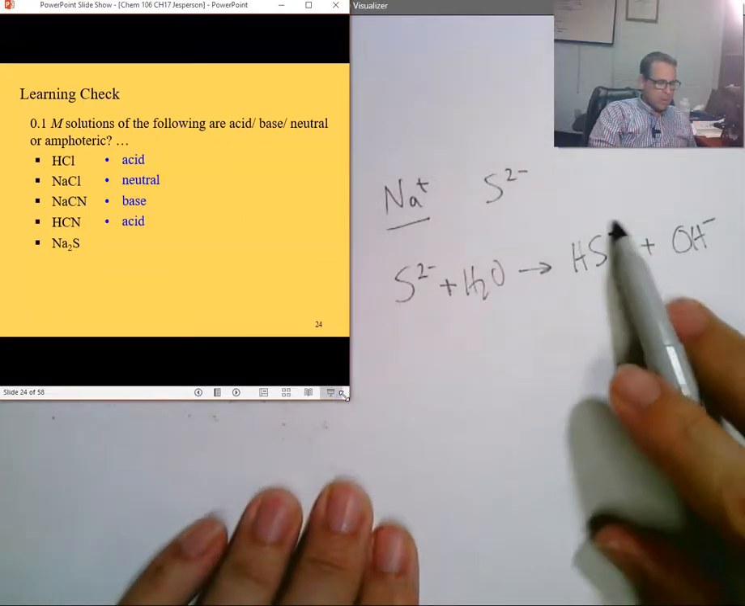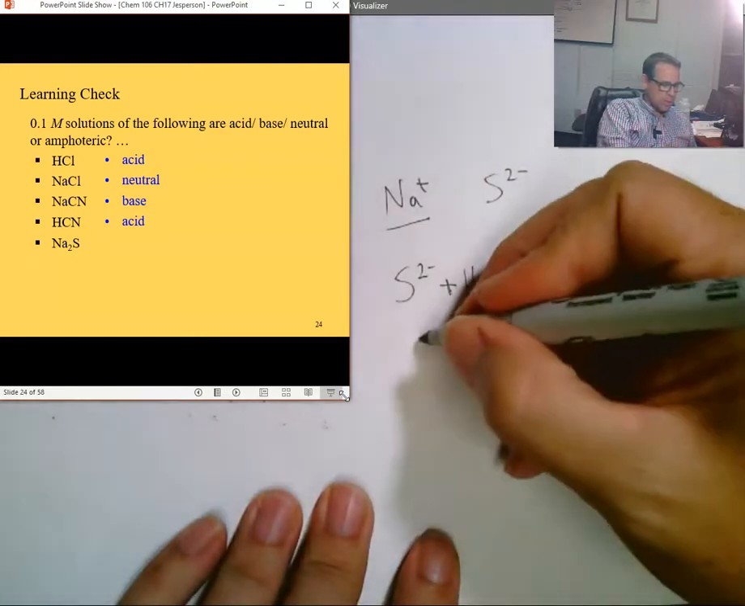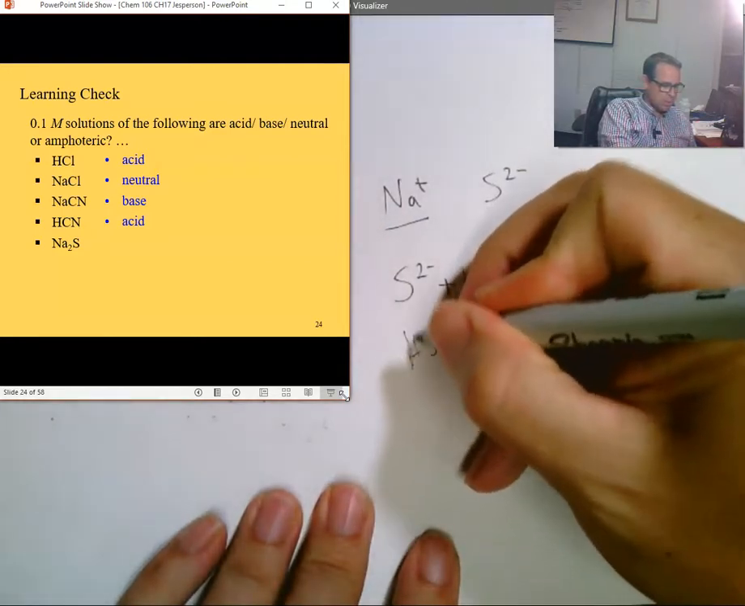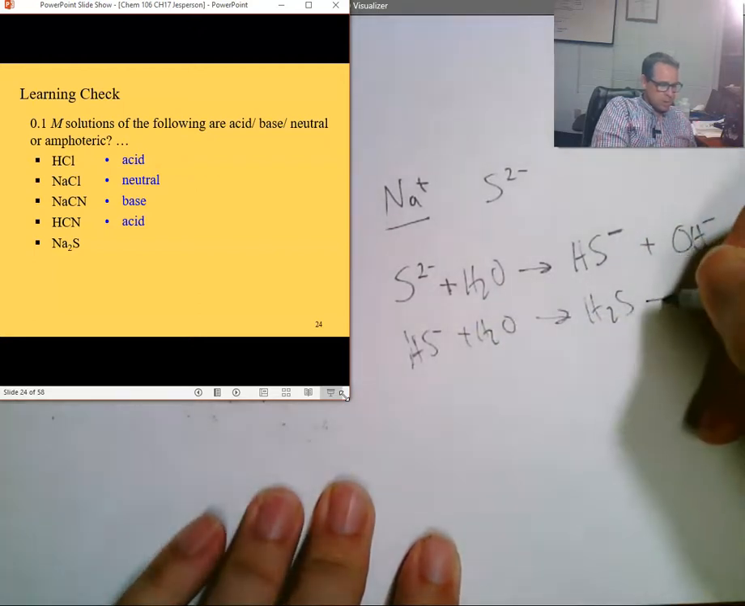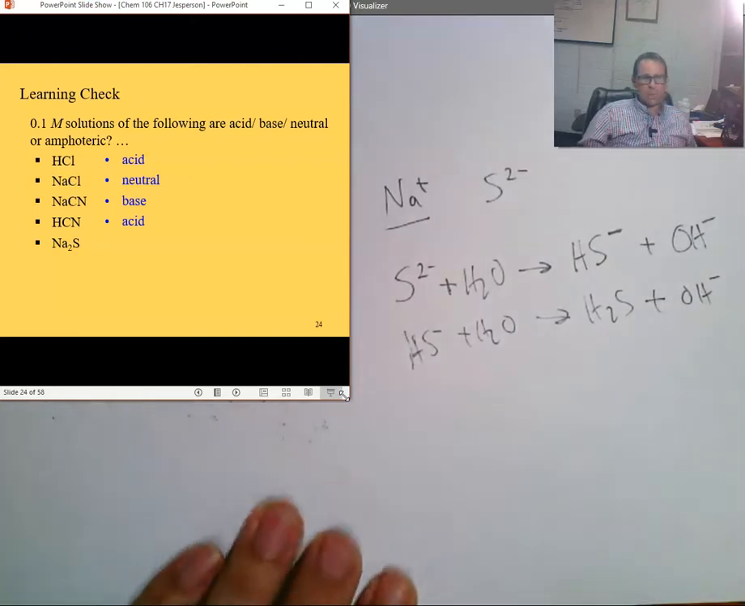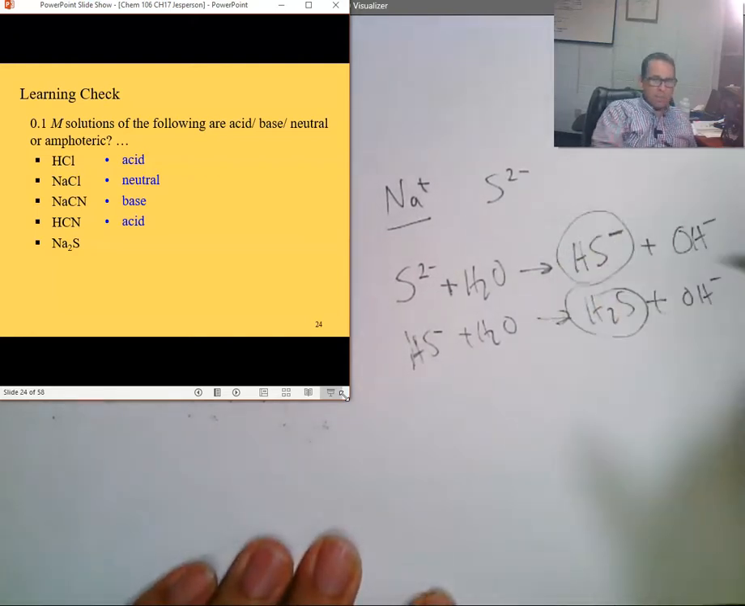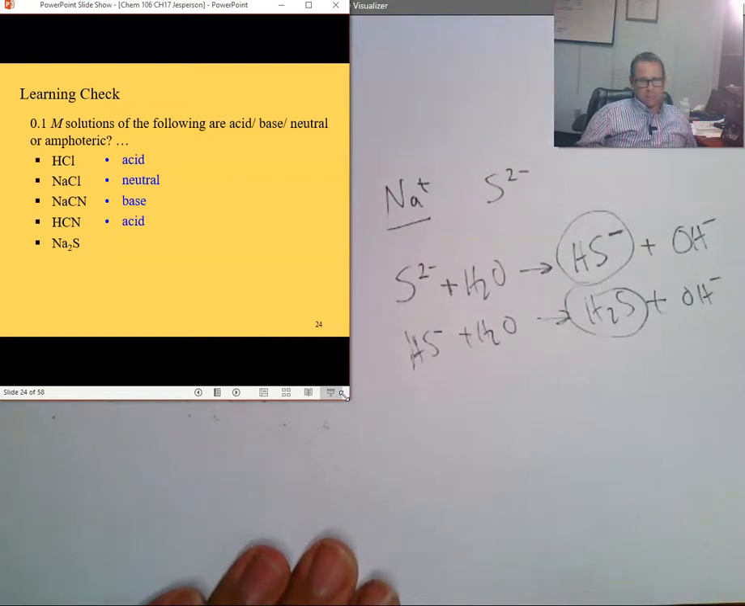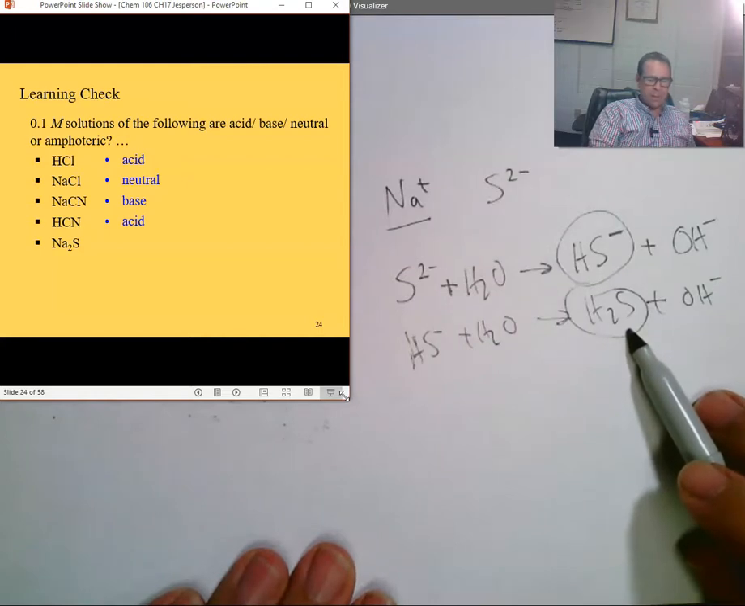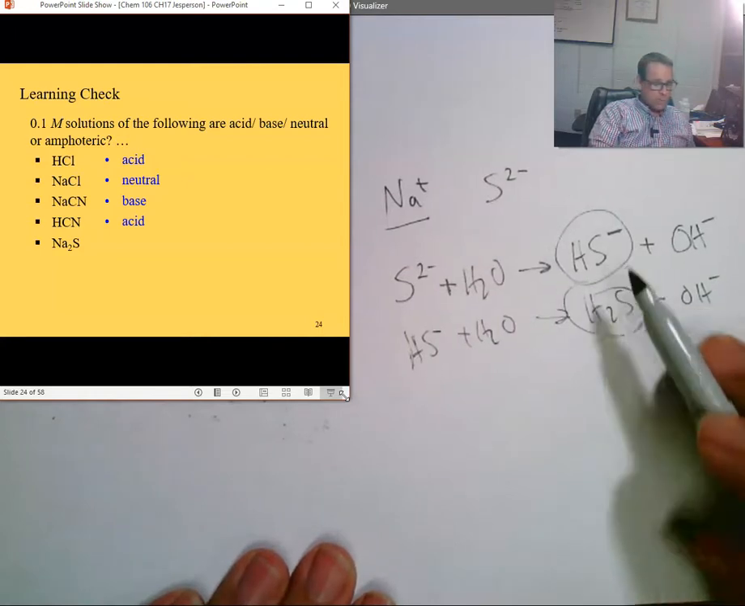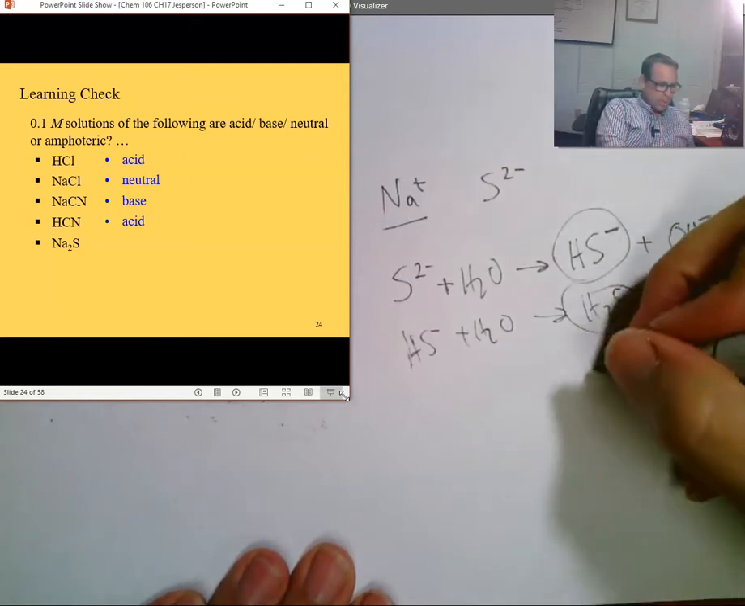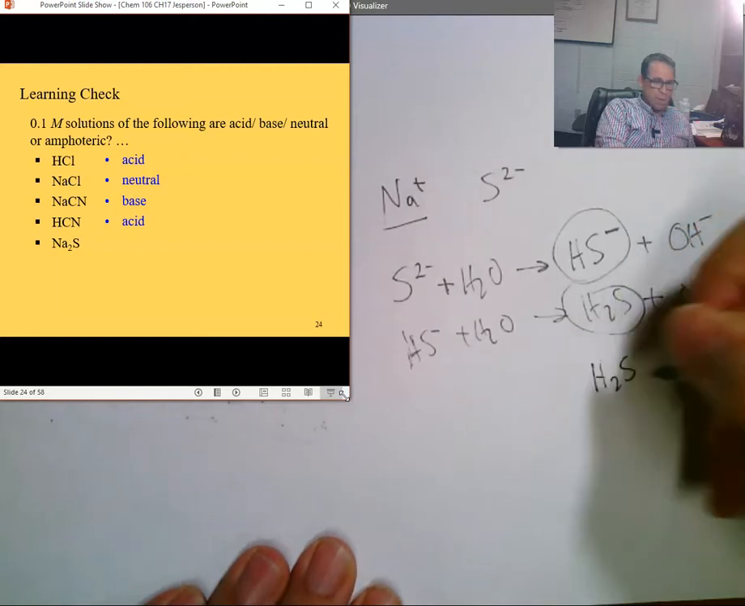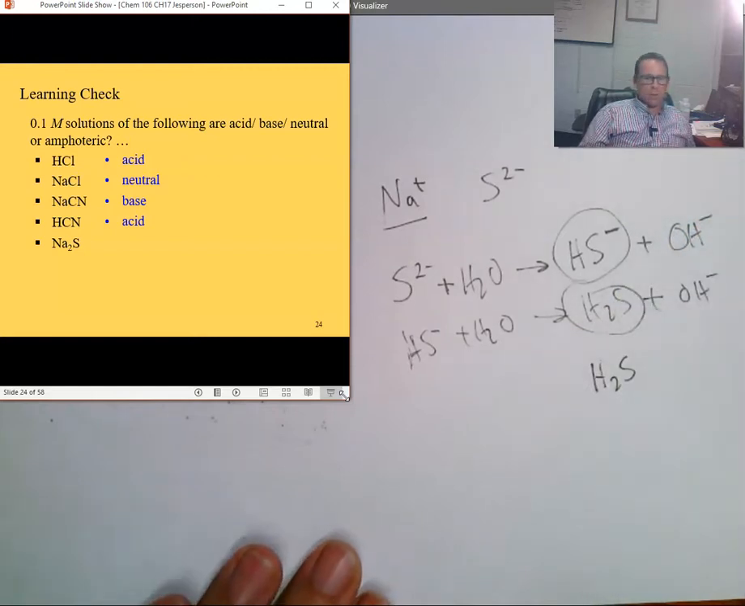You could take the HS minus here and combine it with another water molecule and form H2S. Are either of these weak bases? Or sorry, not weak bases, weak acids. Are either of these weak acids? Well, what kind of acid is H2S? Is it a strong acid or a weak acid?